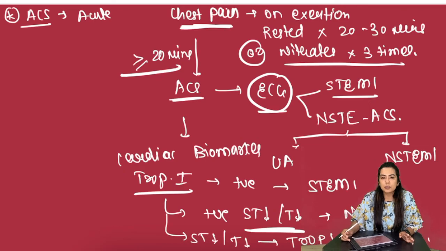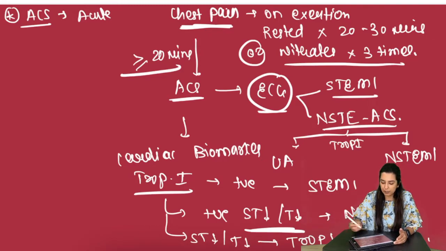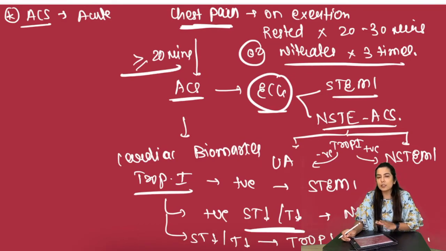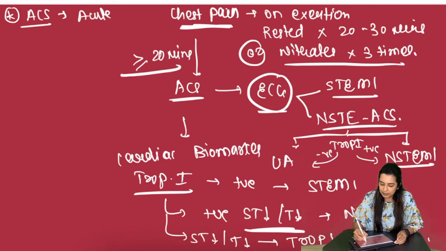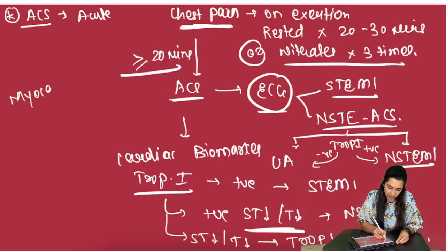So the patient comes to you with chest pain lasting for more than 20 minutes. You do an ECG. The ECG shows either ST elevation or ST segment depression or T wave inversion. You do troponin I. In NSTE-ACS, this is differentiated by troponin I or any cardiac biomarker. If it is positive, then it is NSTEMI. If it is negative, then it is diagnosed as unstable angina. So what it means is that STEMI and NSTEMI are two infarctions. Infarction means there is necrosis of myocardium. So it is myocardial necrosis.